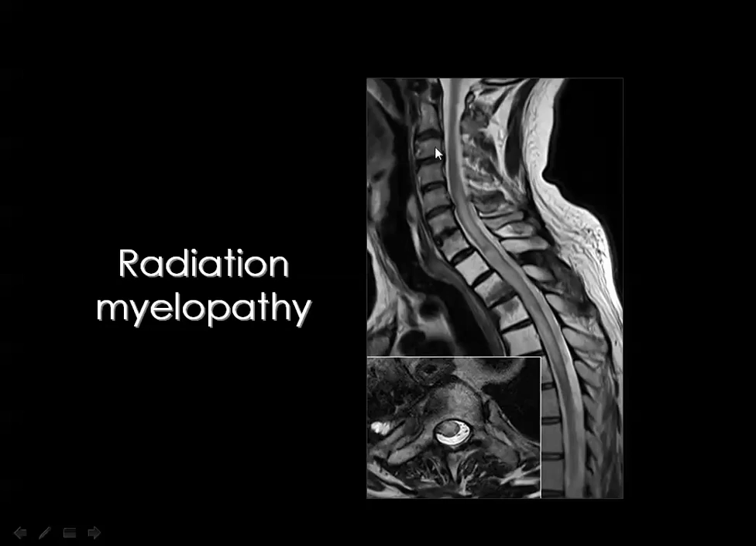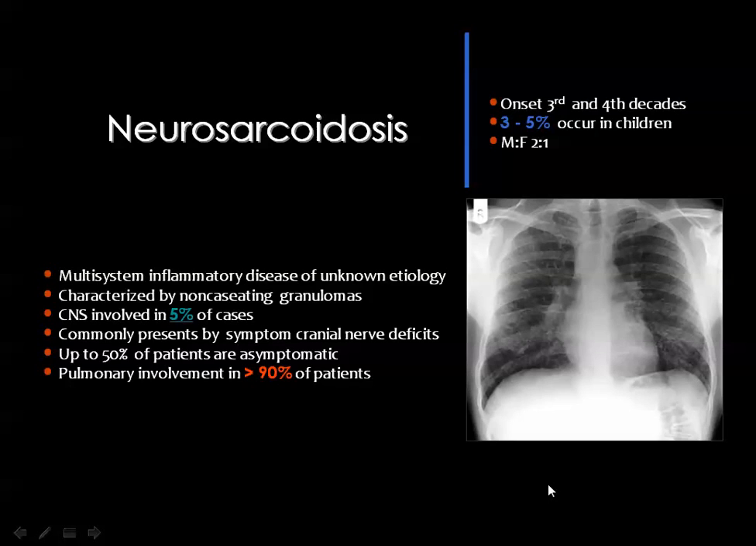And you see here that these vertebrae show normal bone marrow signal in the T2 weighted image, and also the lower vertebral levels. But the vertebrae in the field of irradiation show diffuse bone marrow fatty infiltration, which is one of the well-known sequelae of irradiation.